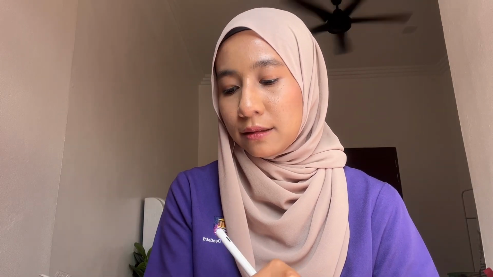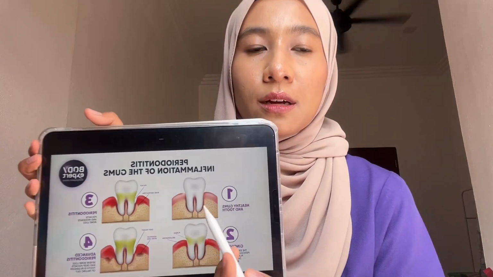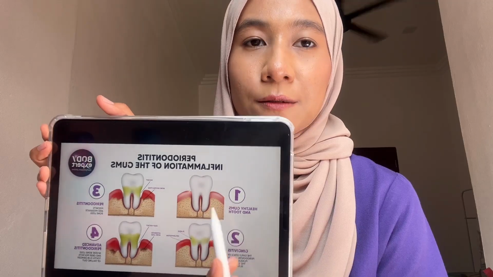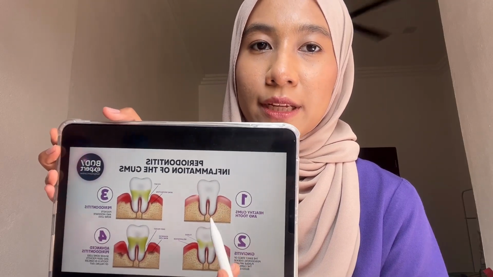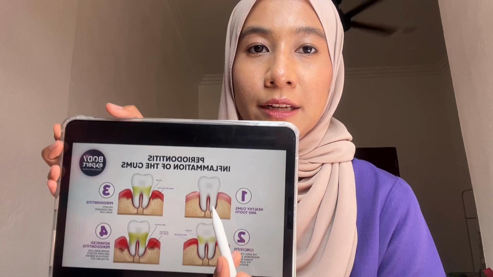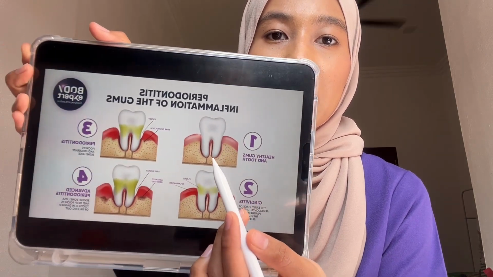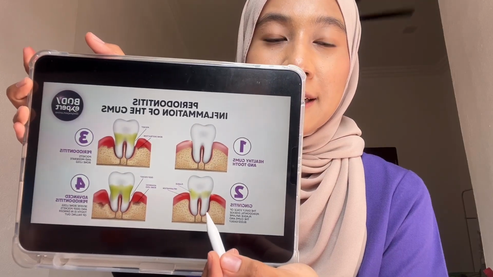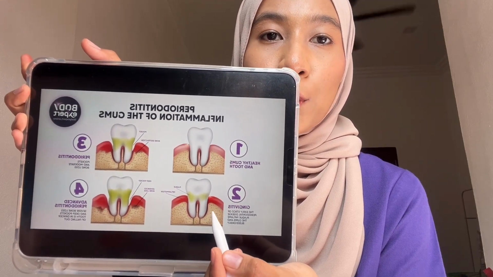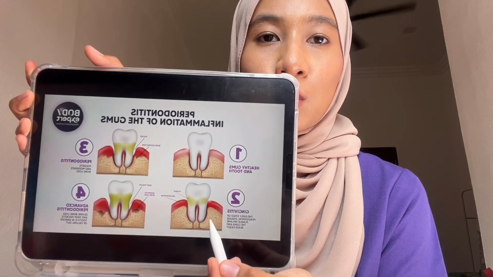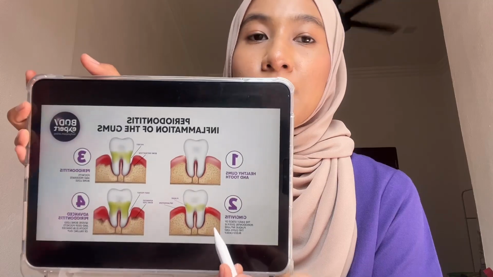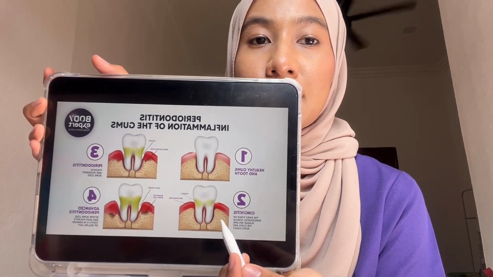First, we will start with healthy gum. Healthy gums are usually pink in color, firm, and they do not bleed when brushing or eating, and they fit tightly around the teeth. In the early stage of periodontal disease, called gingivitis, the gums become red, swollen, and bleed easily. This stage is still reversible with proper brushing and cleaning between the teeth.